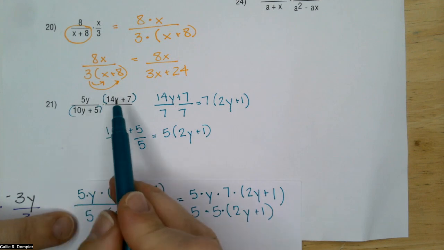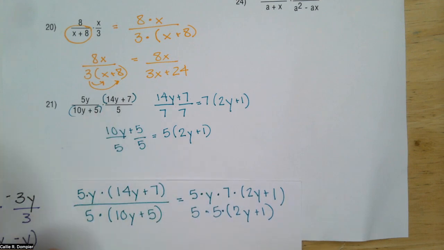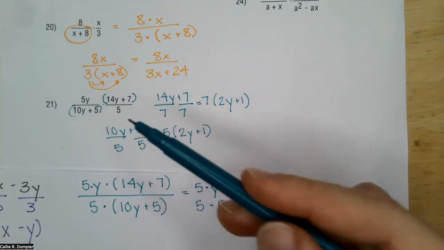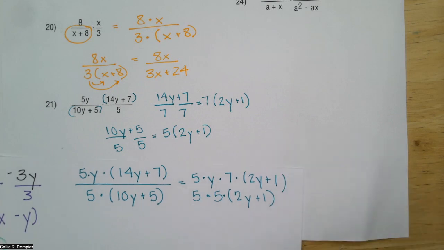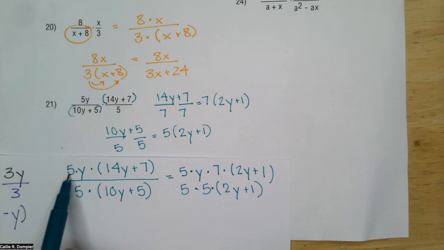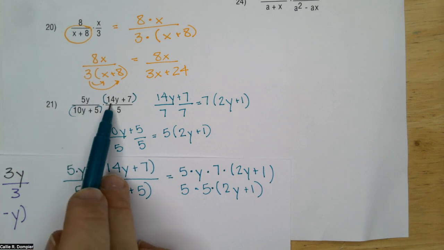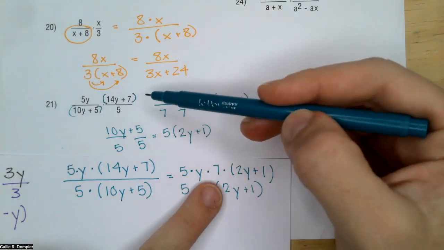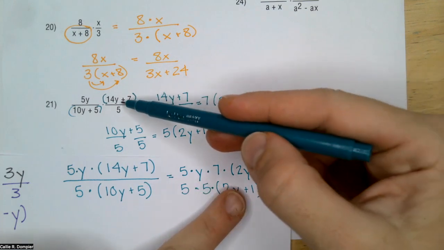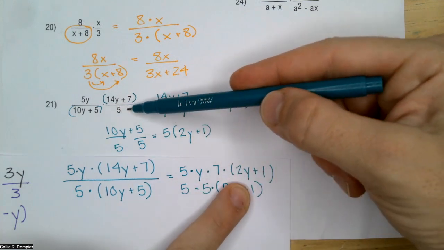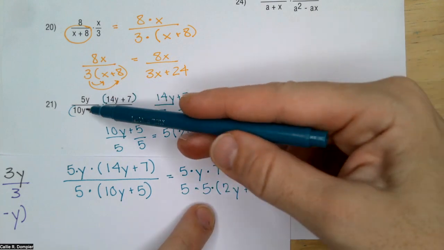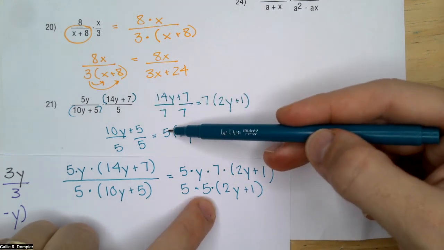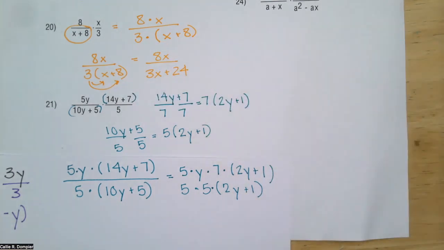So we're not multiplying, we're dividing. Even though it's saying to multiply, that doesn't mean take 5 and multiply it by 14. It's just spread it out as much as you can, simplify that if you can, right? And then see what you can cancel out. So the reality is that 5y times 14y plus 7 becomes 5 times y times the 7 we factored out. And then that simplifies to 7 times 2y plus 1. Down on the bottom, 5 times 10y plus 5 becomes 5 times the 5 we factored out times the quantity 2y plus 1.